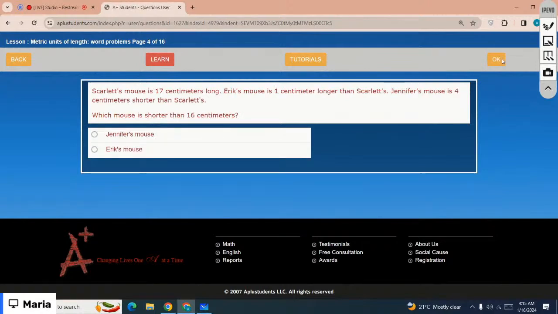Understand the question first, right? Scarlett's mouse is 17 centimeters long. Eric's mouse is 1 centimeter longer than Scarlett's. Jennifer's mouse is 4 centimeters shorter than Scarlett's. So, which is the correct option? Which mouse is shorter than 16 centimeters? Which is the correct option?